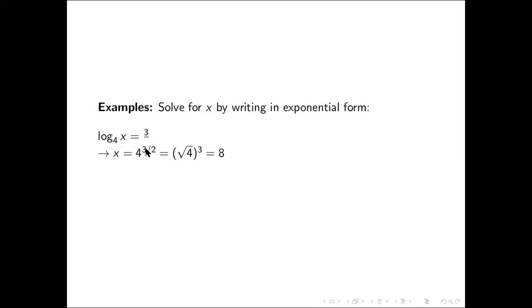So this is to the 3 over 2. The denominator there is a root with index 2. So it's the square root of 4. And then this is an exponent, so raise that to 3. So 2 cubed is 8. Next.